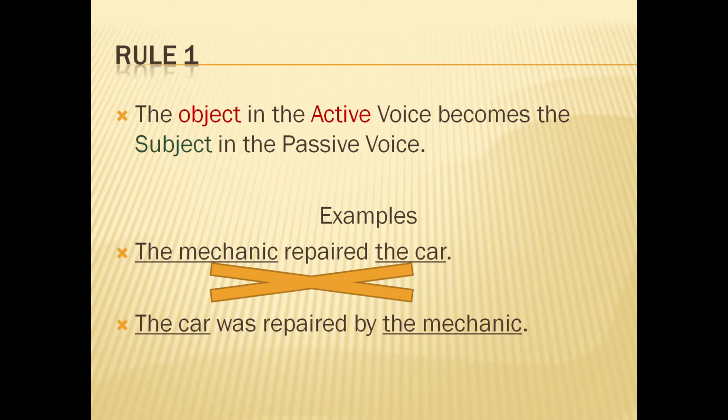The rule number 1 is the object in the active voice becomes the subject in the passive voice. Let's understand it by the example of these two sentences. The mechanic repaired the car. This sentence is in active voice, so the object of this sentence, the car, will become the subject of the sentence in passive voice. So the car was repaired by the mechanic.